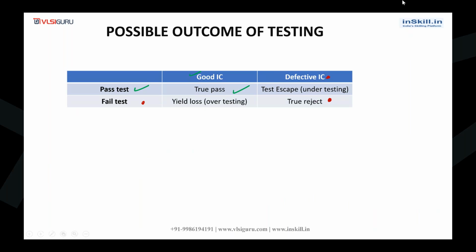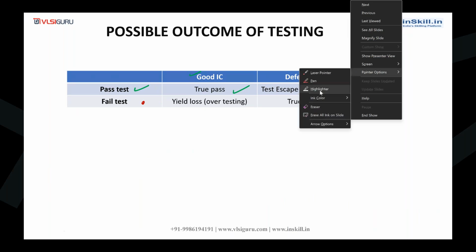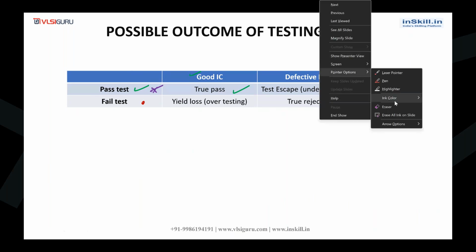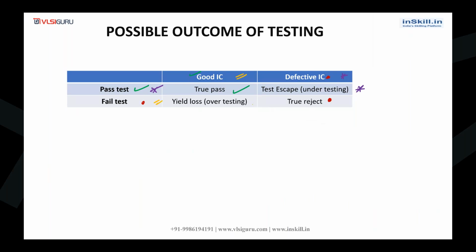Now, if a defective IC passes the test, it is called a test escape. It is also called under testing. And if a good IC fails the test, it is called yield loss. It is also called over testing.